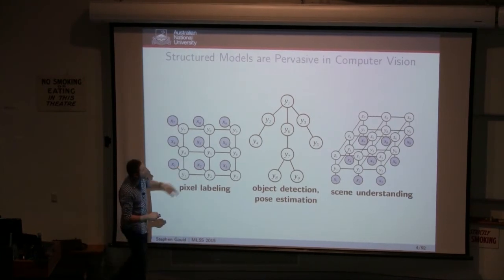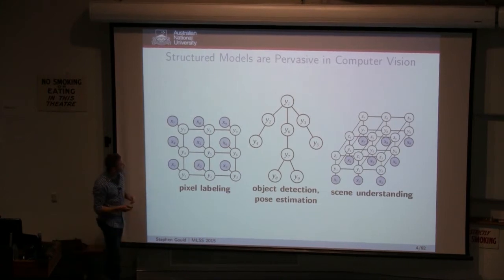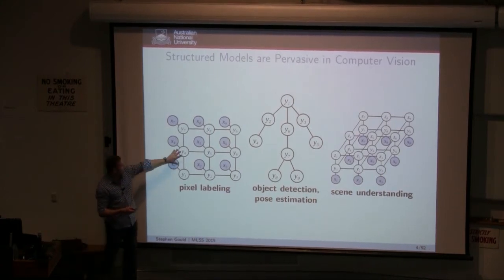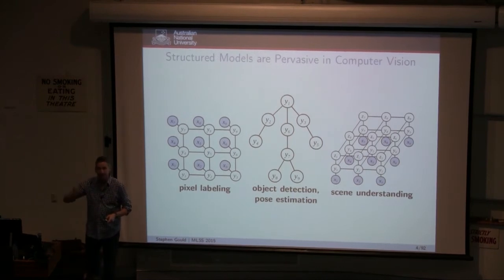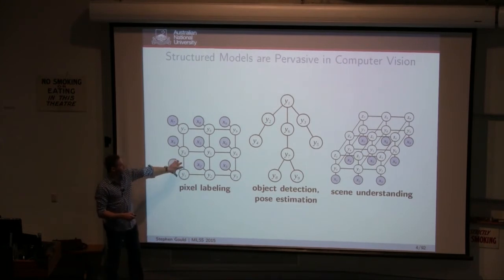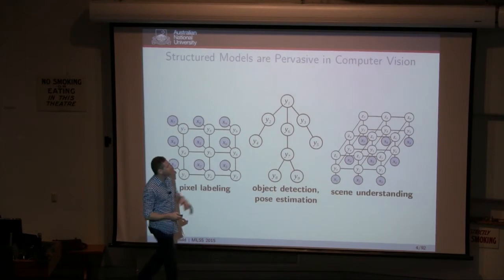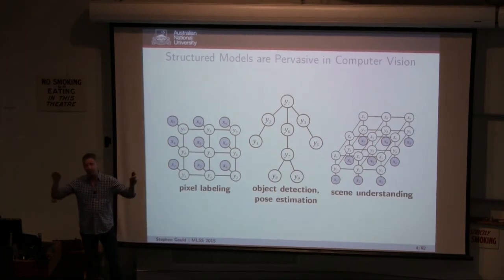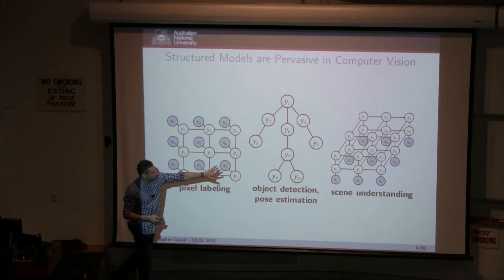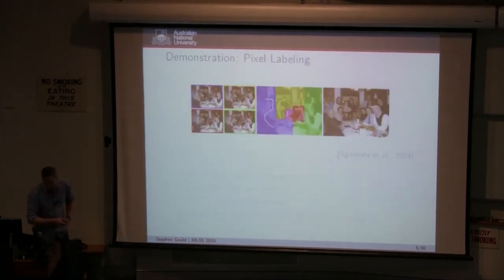And so here's a graphical representation of these models. I'll go into the meaning behind these representations a little bit later. But basically, you have nodes for every variable that you're trying to predict, and these nodes are connected together if there's some sort of statistical relationship between the output labels for those nodes. And so pixel labeling problems tend to be grid structured, where you have one node for every pixel in the image. Object detection and pose estimation, you have a node for each of the parts or each of the joints that you're trying to predict. And then general scene understanding problems, you have these arbitrary graph structures.